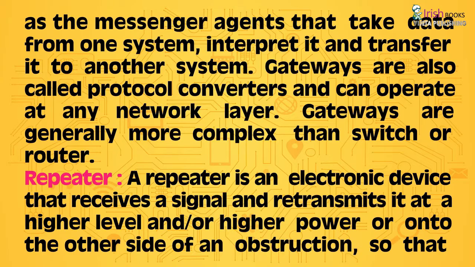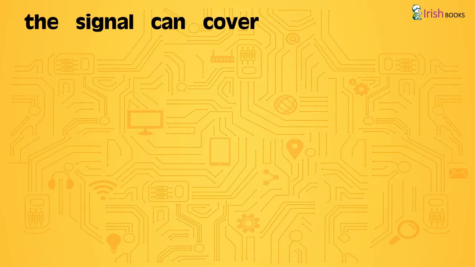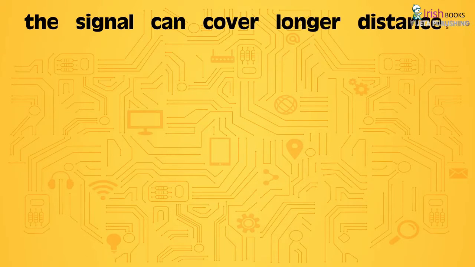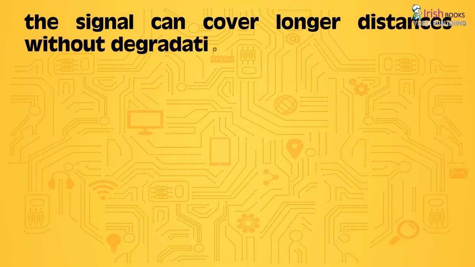Repeater. A repeater is an electronic device that receives a signal and retransmits it at a higher level and/or higher power, or onto the other side of an obstruction, so that the signal can cover longer distances without degradation.